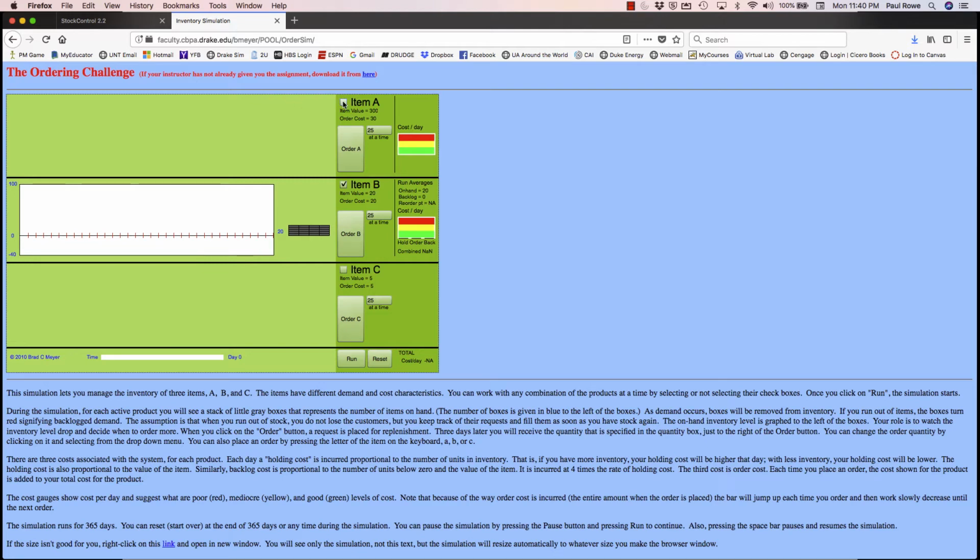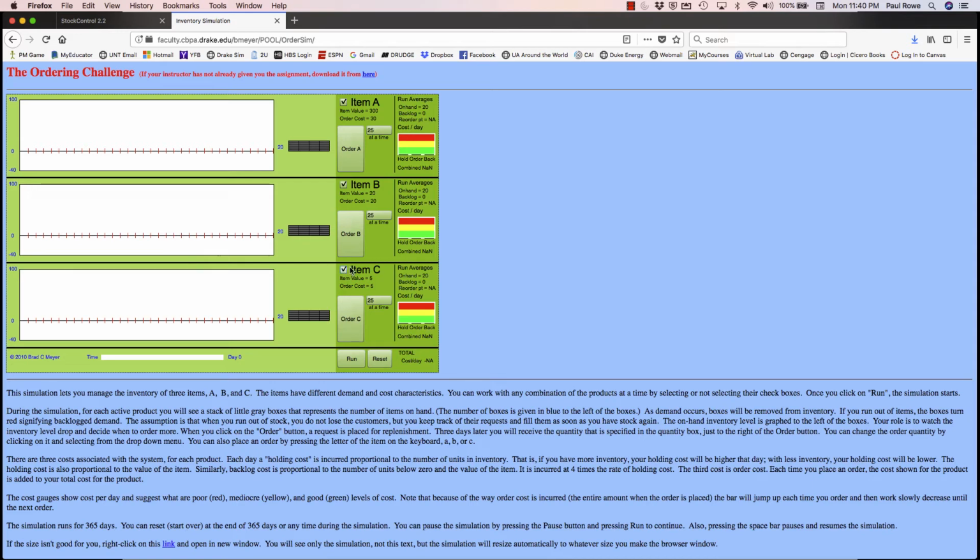And then what you're going to want to do is click on item A. Item B was already checked. Item C. And then you're going to run the simulation. And now you're trying to order these simultaneously without having the EOQ, without having the reorder point. You're just trying to do it by gut feel. And you're going to see how difficult that's going to be.